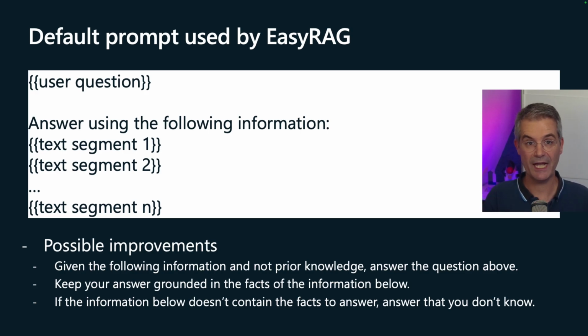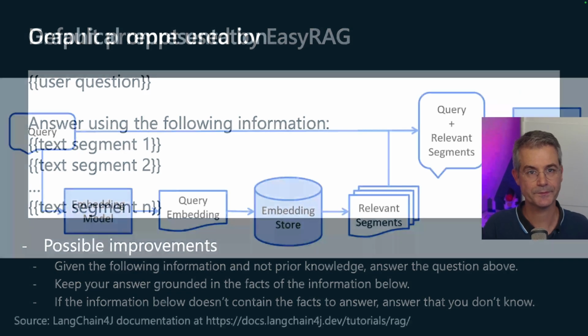So if they don't have the data, they will make up some fake data, and I don't like this. I'd rather tell it, if you don't know the facts, tell me that you don't know. I'd rather have an honest answer. So you can improve that prompt if you want to, but that's the default prompt from LangChain4J. And honestly, it's going to be enough for our test.